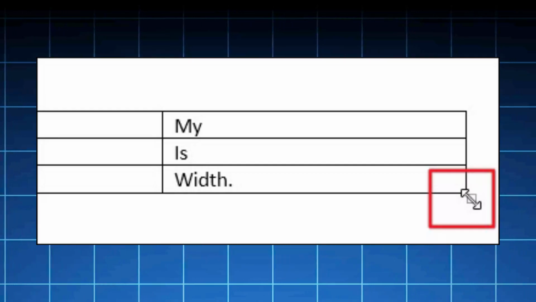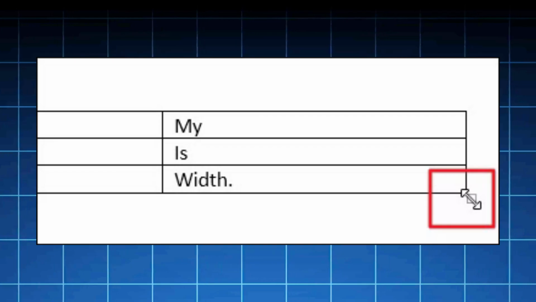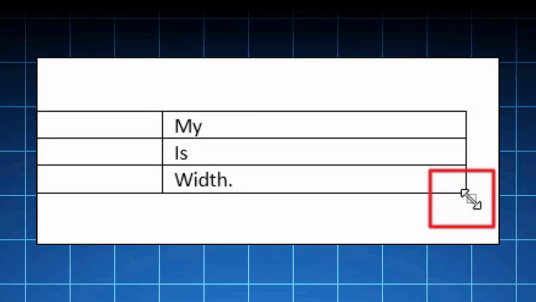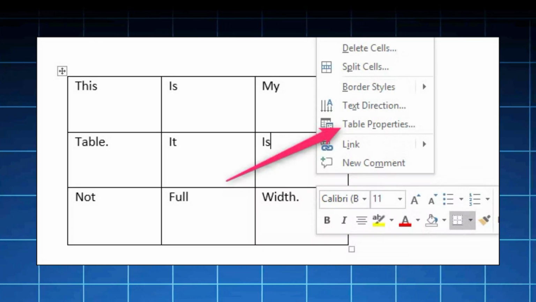If you want to make a Word table wider and horizontal instead of taking up the full page, here's how. Firstly, click anywhere inside the table. You'll see a resize handle at the bottom right corner. Just click and drag the bottom right handle horizontally to make the table wider.